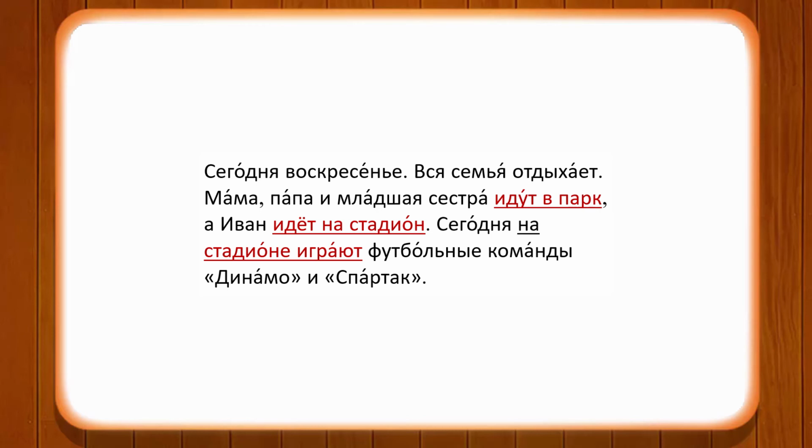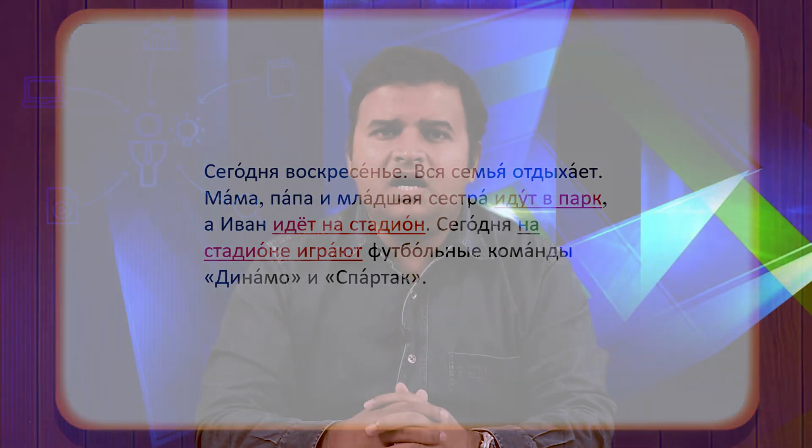Куда? So the question is куда, which comes in the prepositional case, of course, but it is widely used with глаголы движения, which are known as verbs of motion. So идти has been changed into a conjugated form for plural. Они идут в парк. They are going to the park. А Иван идет. Куда? Иван идет на стадион.